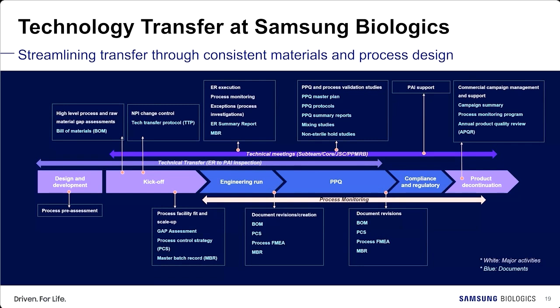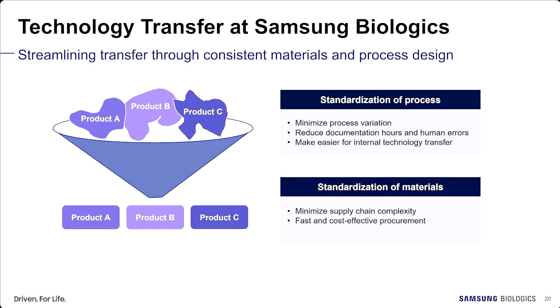The slide shows the overview of technology transfer activities and deliverables at Samsung Biologics. Documentation deliverables are generated on time with our experienced SMEs to ensure on-time delivery of the product. Samsung Biologics standardizes the process and materials as a mitigation action for on-time delivery of multiple products.